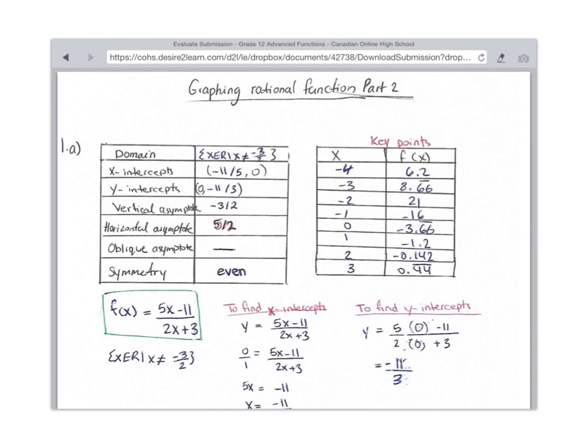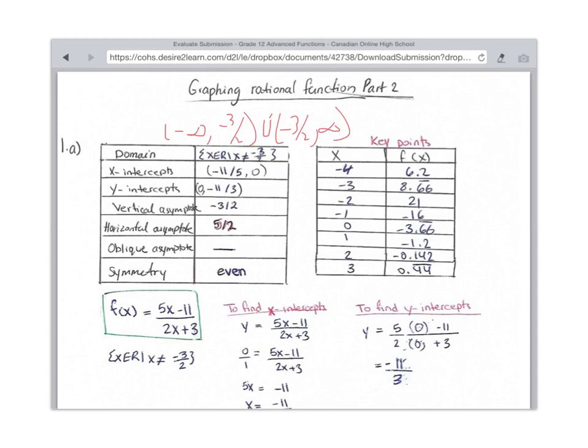So again, your domain. I want you to write your domain in interval notation, and if you go back to the notes for rational functions part 1, there is a long note there showing you how to use interval notation. So here you want to go from minus infinity up to negative 3/2 union negative 3/2 to positive infinity. Okay.